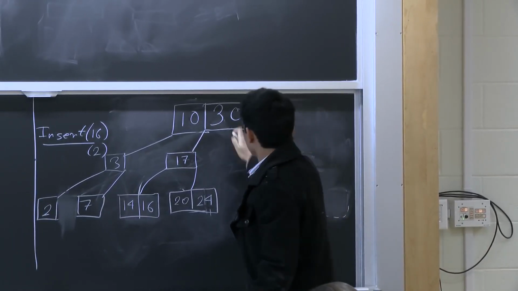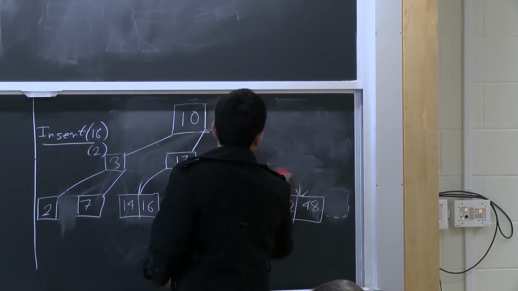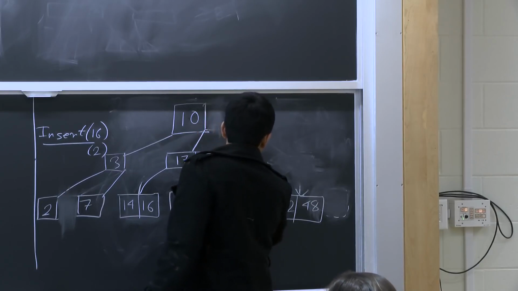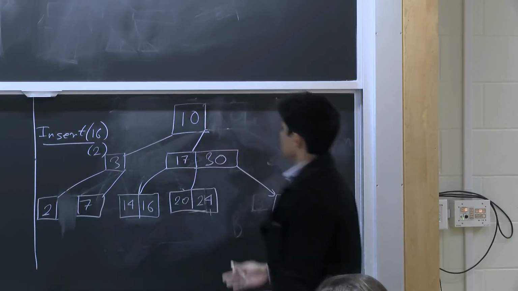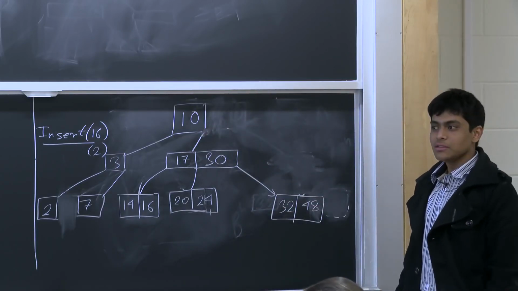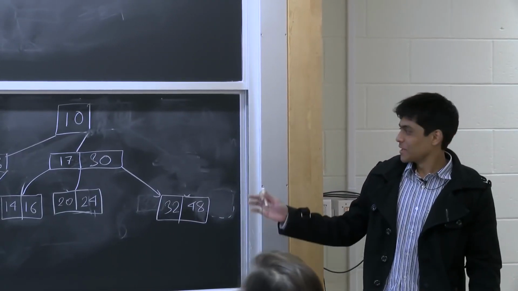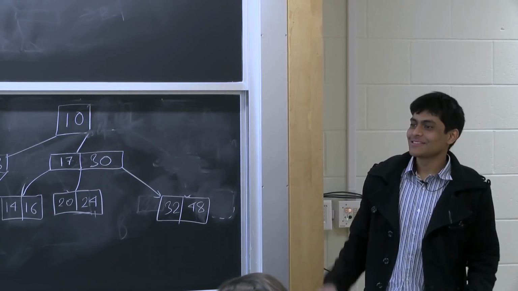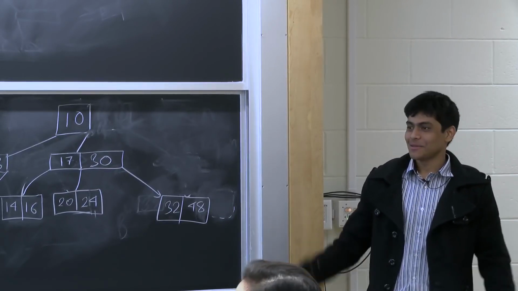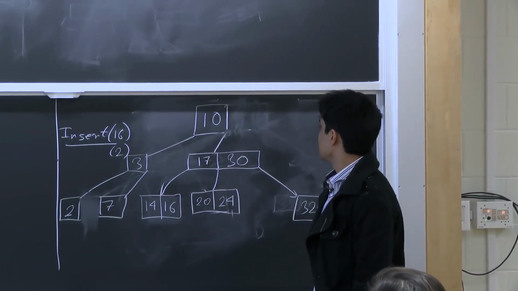So let's do that. 30 comes down, and there we go. All looks fine. Does that tree look good? Questions about the operation? I'm sure it was not clear, but anything? Make sense? Okay.